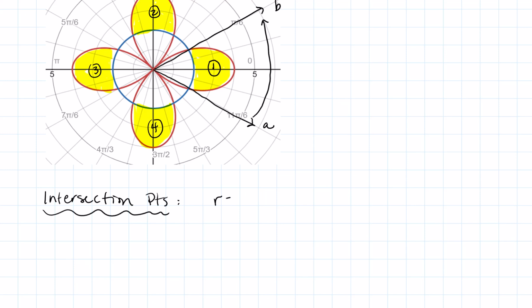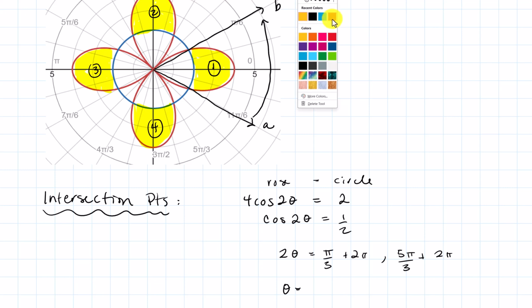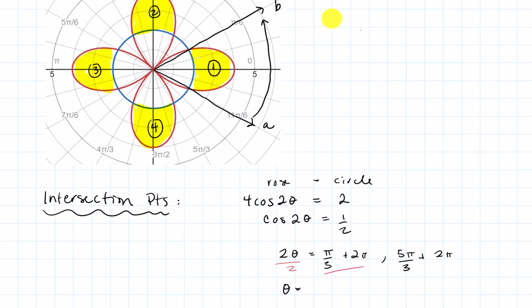When does r equal 4 cosine of 2 theta equal, when does the rose equal the circle? And the circle was 2. So we're just solving that trig equation: cosine of 2 theta equals 1/2. Where's that going to happen? That's going to happen when 2 theta is equal to pi over 3 plus 2 pi, and also at 5 pi over 3 in the fourth quadrant plus 2 pi. So that's going to happen when theta is, let me grab my red pen, let's divide everything by 2.